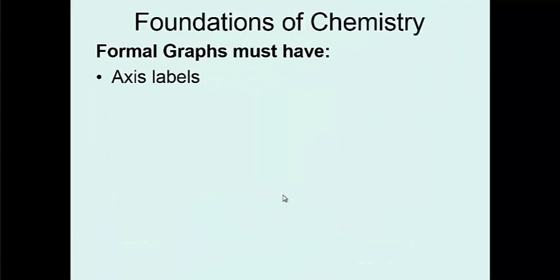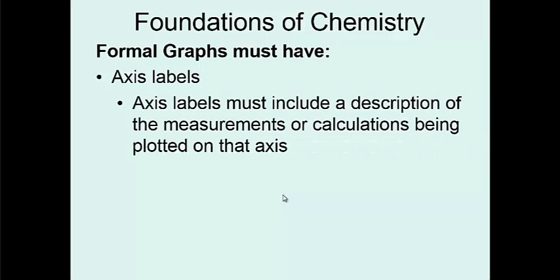Okay, and then they must have axes labels. You've probably seen these before. We just need to make sure that you're doing all the little pieces that have to be there. An axis label must include a description of the measurements or calculations being plotted on that axis or number line. Basically, a graph of this type has two number lines, one horizontal, one vertical. Okay? And so you have to label that number line to indicate what is going on that number line. What measurements or calculations are being plotted there. Okay?